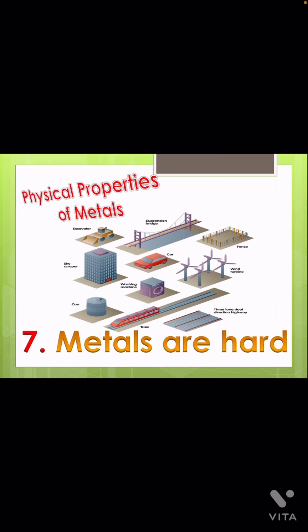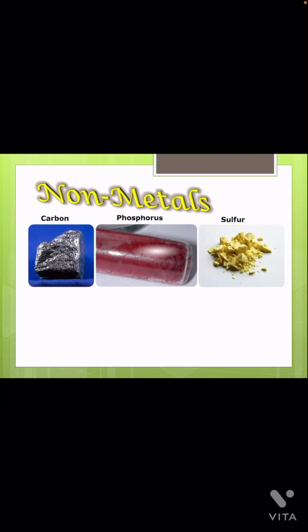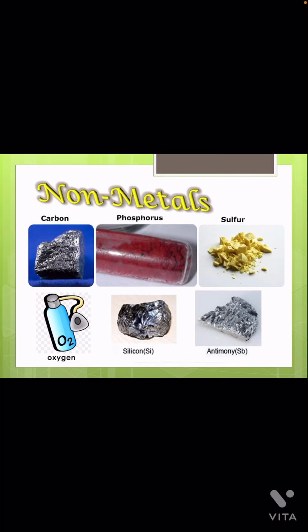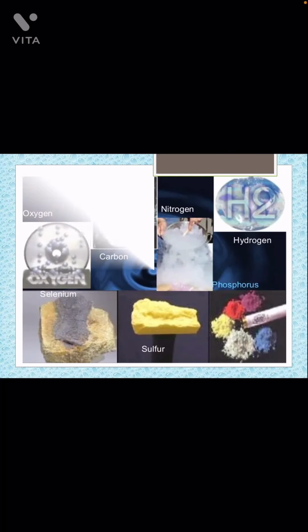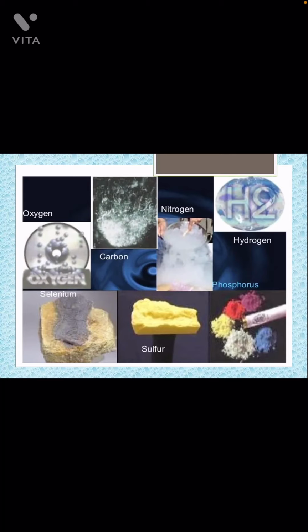Now we'll move to nonmetals. Here you can see some examples of nonmetals. Sulfur, carbon, oxygen, phosphorus, antimony, silicon are examples of nonmetals. Nonmetals exist in all three states of matter. The majority are gases such as nitrogen, oxygen, hydrogen, etc. Bromine is a liquid, and sulfur, phosphorus, etc. are in the solid state.